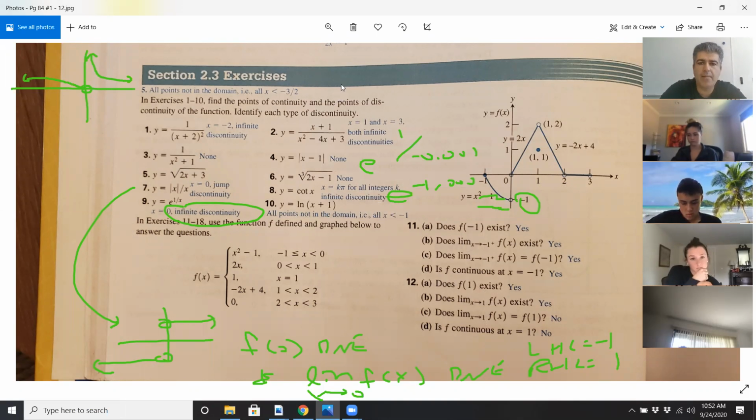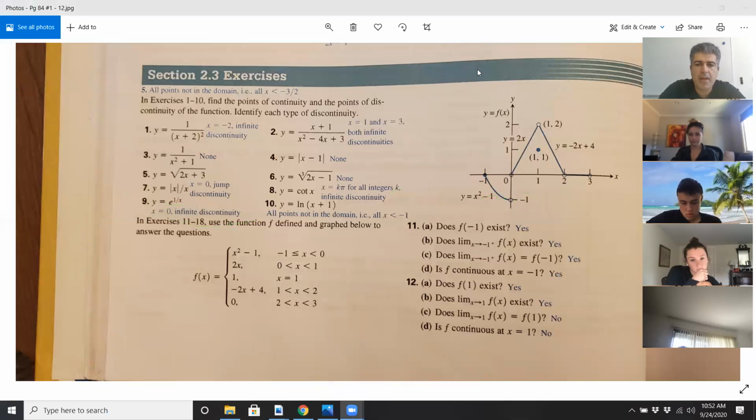Okay. So hopefully you guys are cool with that. 11 and 12, I think, should be pretty straightforward. Don't think there should be any problems there. I don't think anyone had any questions about that. Just yes, no questions. All yes for 11. And again, use the appropriate one-sided limit if it's an endpoint. Of course, for 12, it's yes, yes, but no for the last part because the point floats off, so it's not continuous.